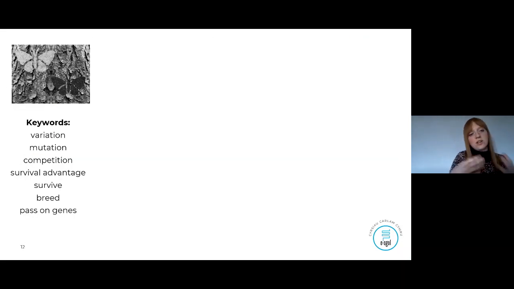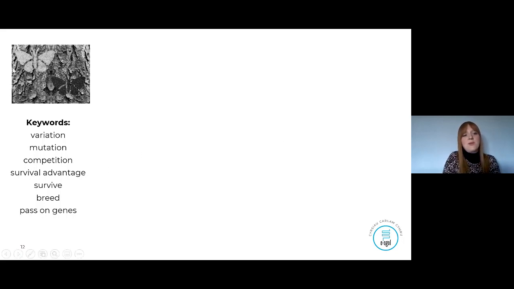Okay, so what I'm going to do now is go through the process of natural selection using these keywords. I like to think of natural selection as a series of questions. And when you come to a natural selection question in your exams, you're going to be thinking about these keywords: variation, mutation, competition, survival advantage, being able to survive, breeding, and then passing on genes. Rather than you remembering all of those words off by heart, I'm going to think about different questions we can ask ourselves if we get one of these questions. So the first one is that we're going to look at the peppered moth.